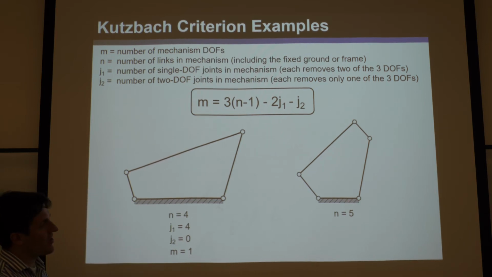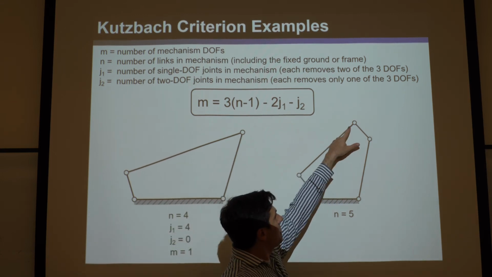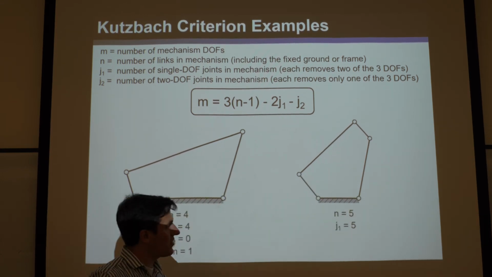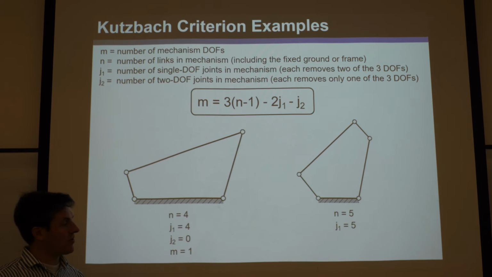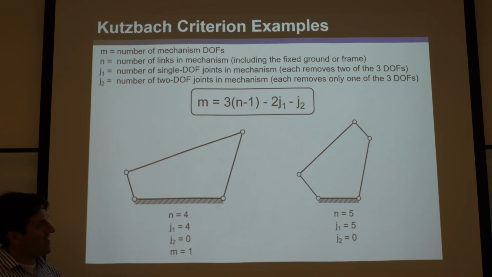How many J1 joints are there? 1, 2, 3, 4, 5. So 5 J1s. How many J2s? There's no 2 degree of freedom joints, so there's 0. And so the mobility is 2 if you plug it into Kutzbach.